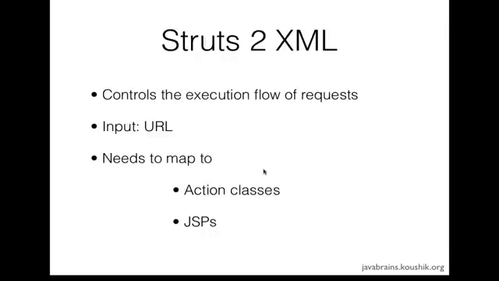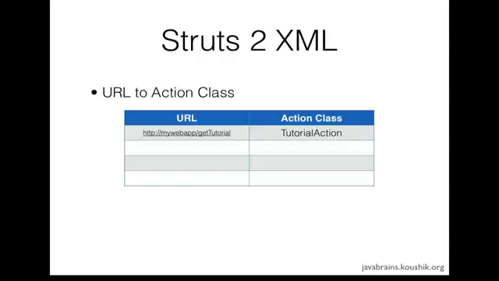So you want to get a list of tutorial websites, and I'm writing a web application for that. So I can have a URL to an action class mapping like this. Let's say I have published a URL in my web application called get tutorial. So it's going to be http mywebapp.com or whatever / get tutorial.